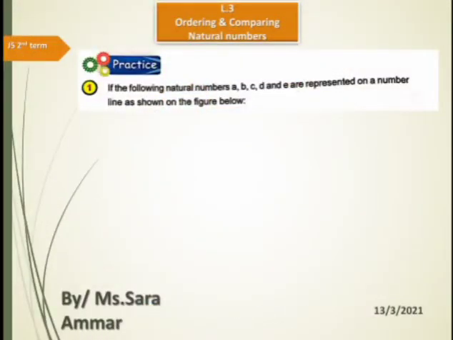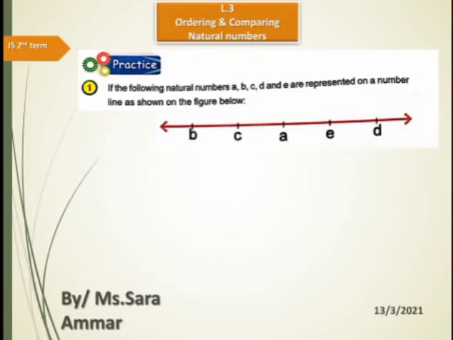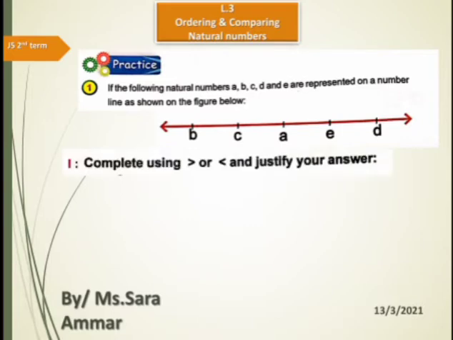Okay, from your school book, a practice. The following natural numbers A, B, C, D and E are natural numbers, but we don't know how much they are, represented on the number line by dots. Okay? These are numbers, but we don't know how much each of them equals; they are hidden. Now we will play a game. He wants to see which is bigger than which. We are not going to compare letters, but how will we know? We said anything to the right is bigger than what is on the left.